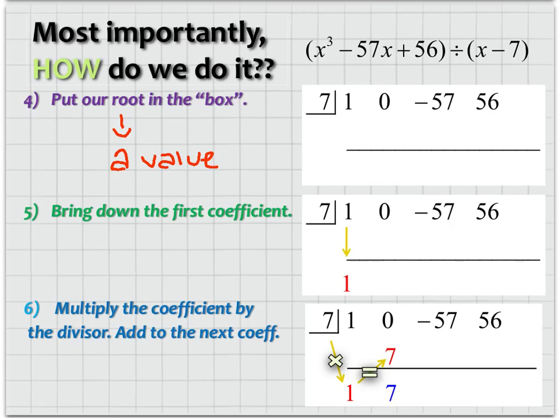Now the first step, once you have that set up, is to bring down the first coefficient. So I bring down 1. Next step is to multiply whatever your root was, your a, by the number that you just brought down. So 7 times 1 gives me 7, and I put that in the next column. Then I add. So 0 plus 7 leaves me with 7.